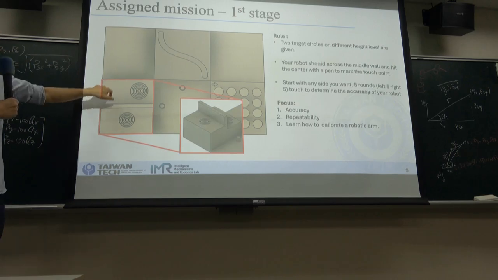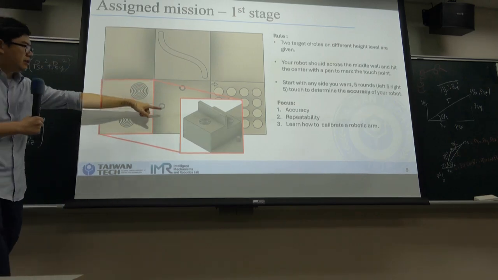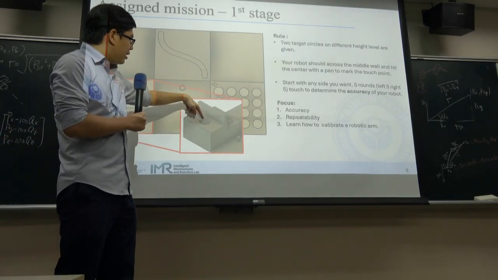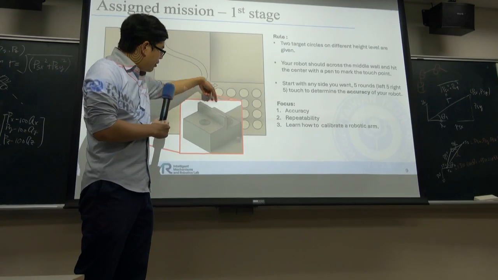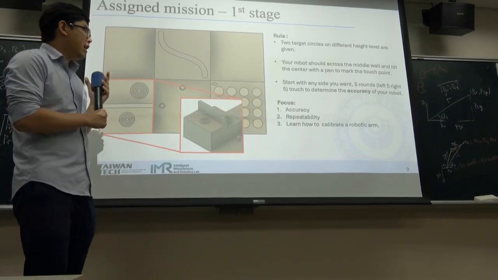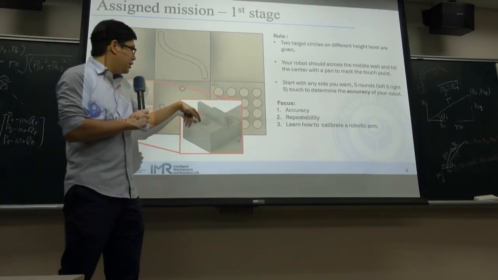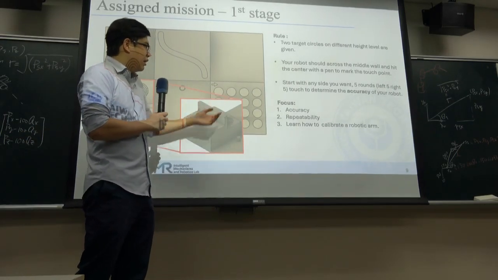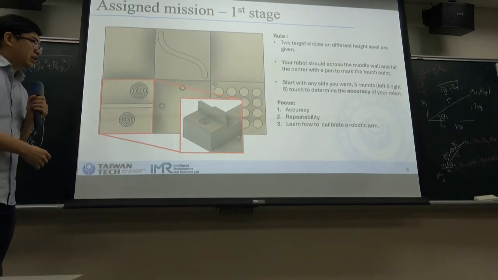For the first task, there are 2 target circles at different heights. You need to touch the first circle and get over the wall, and touch the second circle and go back and forth 5 times. It focuses on accuracy and repeatability and how to calibrate the robot arm.